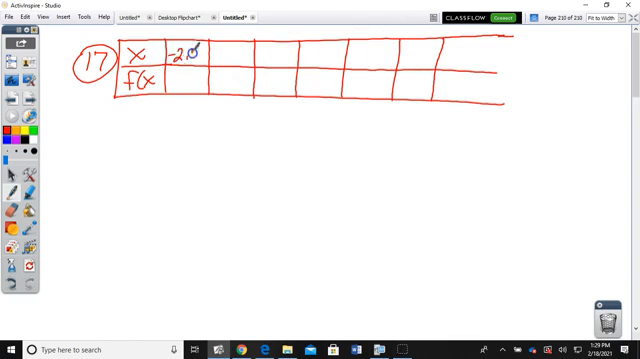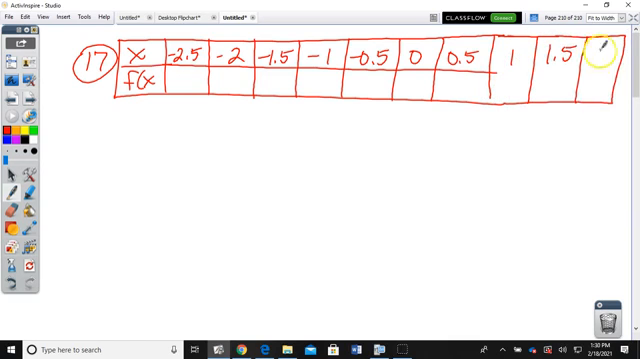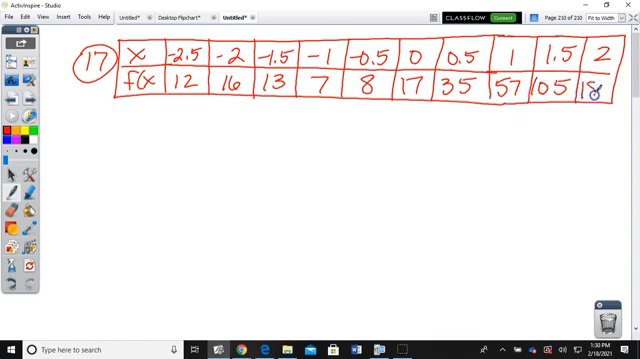We got negative 2.5, negative 2, negative 1.5, negative 1, negative 0.5, 0, 0.5, 1, 1.5, and 2. And below that we have 12, 16, 13, 7, 8, 17, 35, 57, 105, and 185.